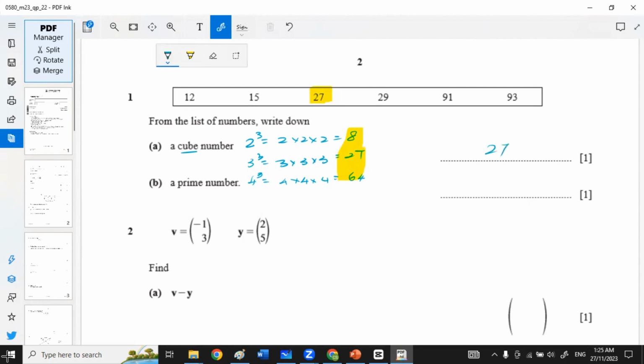Okay. Next, prime number. A prime number is a number that can only be divided by 1 or itself. So you can check: if a number can be divided by another number except 1 or itself, then it's not a prime number. 12 can be divided by 2. 15 can be divided by 5. 27 can be divided by 3. 29, not sure. 91 is not sure. Okay, then 93. So now we have 29, 91, and 93. First you want to check whether 93 can be divided by 3 or 7.